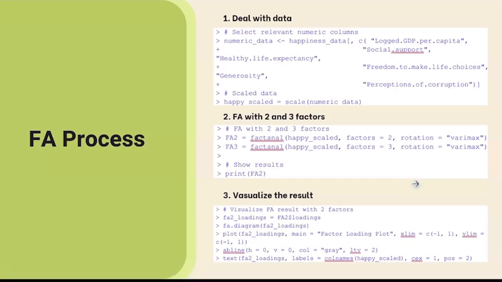For the factor analysis process, we have 3 steps. First, we deal with the data. We extracted those 6 numerical variables from the data set, and then we scaled them since they have different units. And second, we applied factor analysis with 2 and 3 factors, and we visualized the result in the final step.